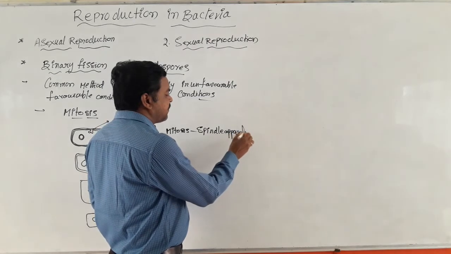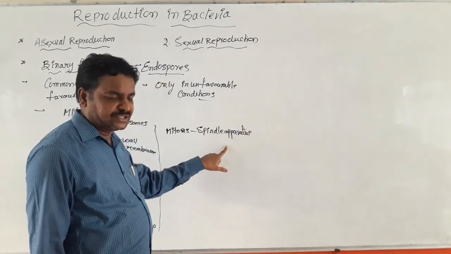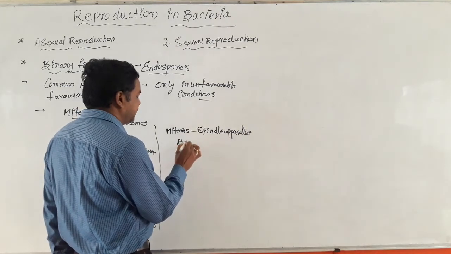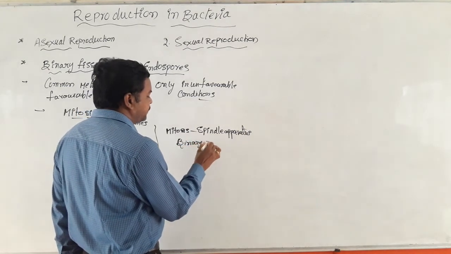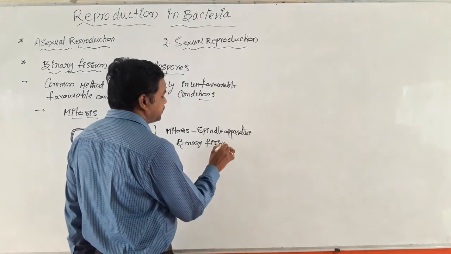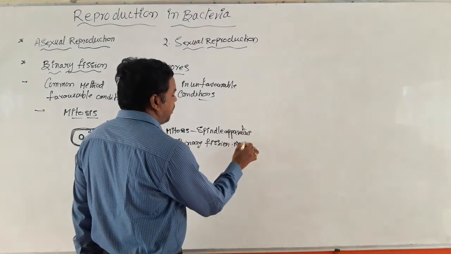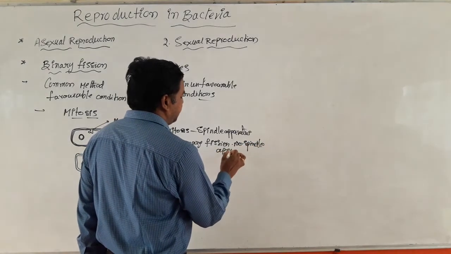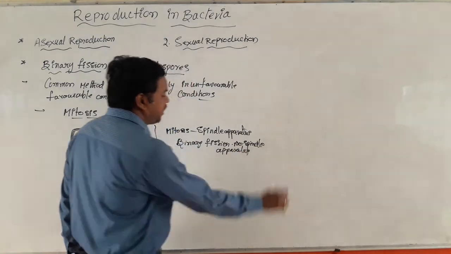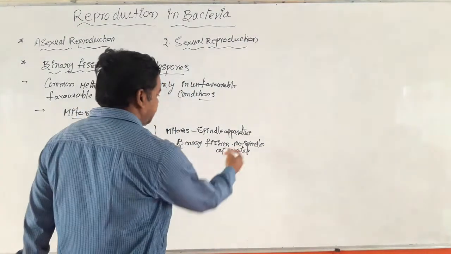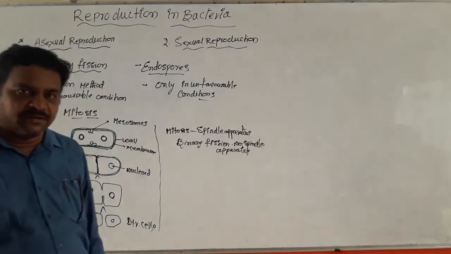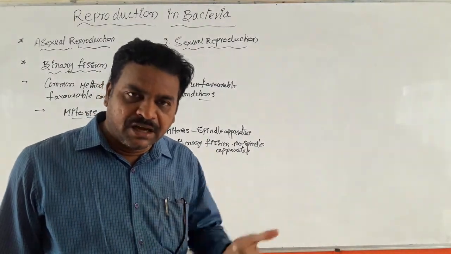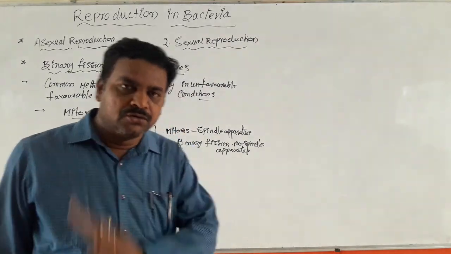Spindle apparatus is formed in mitosis. But in binary fission, there is no formation of spindle apparatus. No spindle apparatus. Very, very important. There is no formation of spindle apparatus in case of binary fission. But this is also a type of mitosis in which every parental cell divides eventually into two daughter cells.